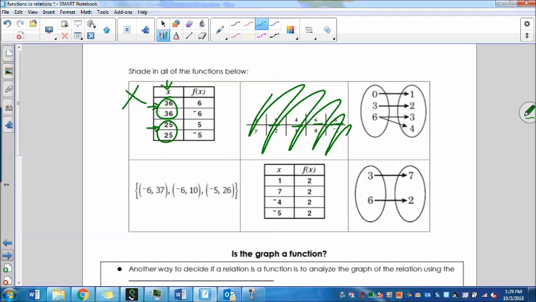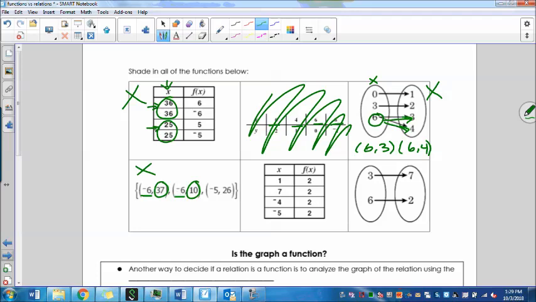For our mapping, if we look at our x bubble, the 6 is going to 3 and it's going to 4. If we wrote that out as ordered pairs, it would be (6, 3) and (6, 4). So 6 is repeating for our x value, so that is not a function. In our ordered pair set, we have a -6 going to 37 and a -6 going to 10. Those are the same x values, so x's are repeating. That's not okay, not a function.